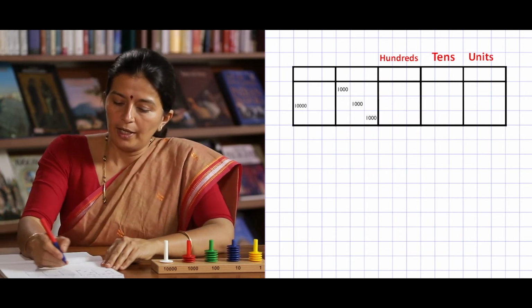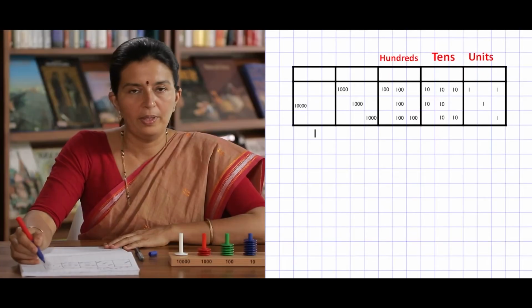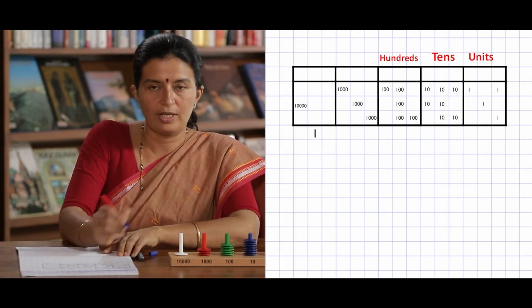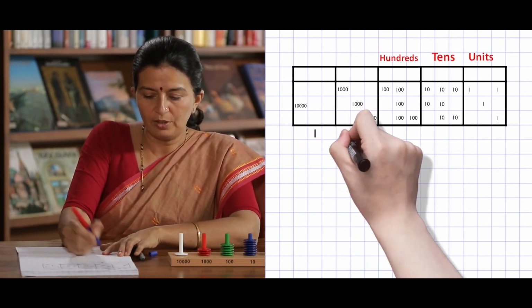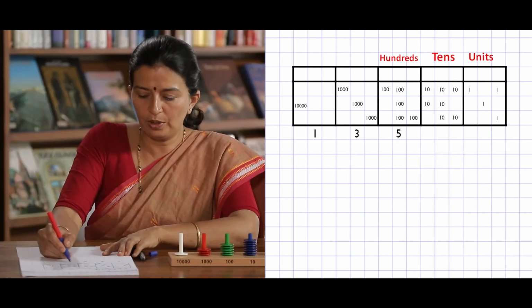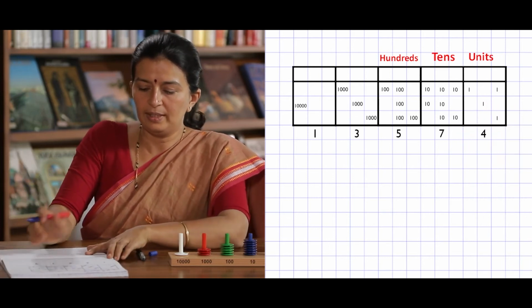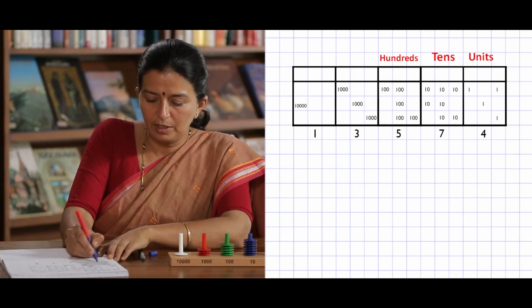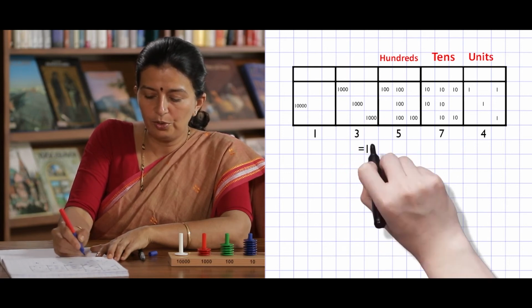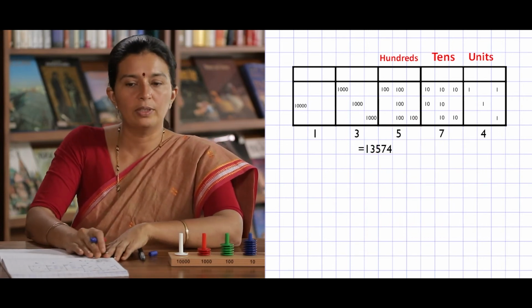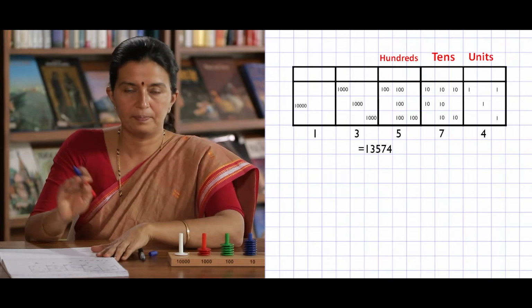How many hundreds are there? 5 hundreds. How many tens? 7 tens are there. How many units are there? 4 units. Right? Now, 1 10,000, 3 thousands, 5 hundreds, 7 tens, and 4 units. Therefore, this number is 13,574. This is how we write it in the abstract stage.